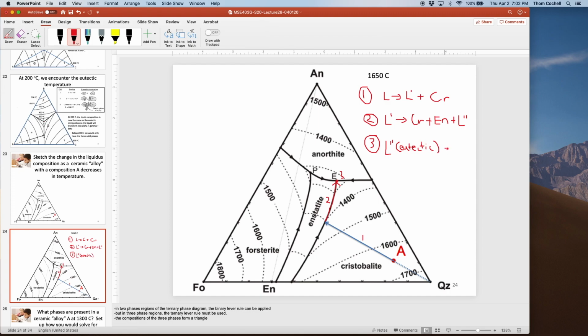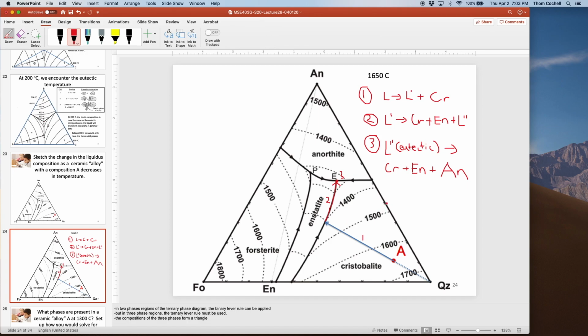And that goes to all 3 solids. So CR plus En plus the 3rd phase, which is this AN phase. All right, so that's what we can kind of expect. And this is, again, what we call a crystallization path. And this shows us the liquid composition at any point.